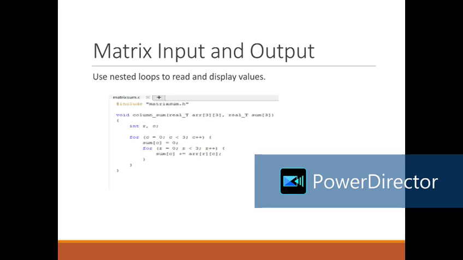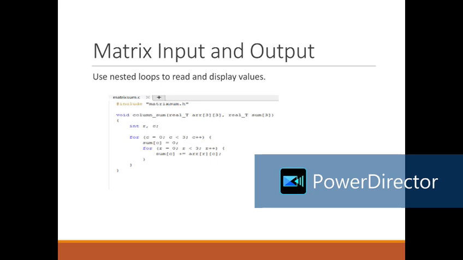Conversely, to display the contents of a matrix, you will use nested printf statements. The outer loop controls the rows and the inner loop controls the columns. Within the inner loop, you would typically print the element, often followed by a space, and then after the inner loop finishes, you would print a new line character to move to the next row for a formatted output.